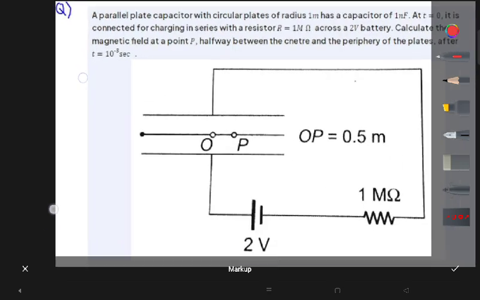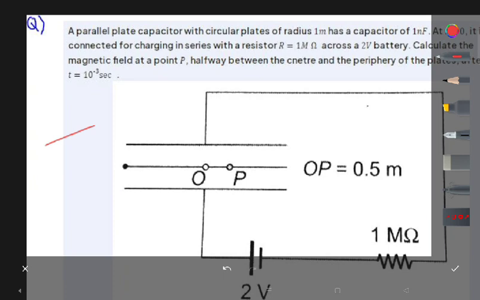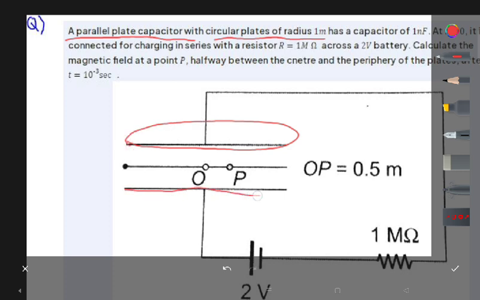A parallel plate capacitor with circular plates of radius. Circular plates look like this; not plane, square or rectangular. Circular plates of radius 1 meter have a capacitance of 1 nanofarad. Capacitance for this capacitor is 1 nanofarad, that is 1 into 10 power minus 9 farads.